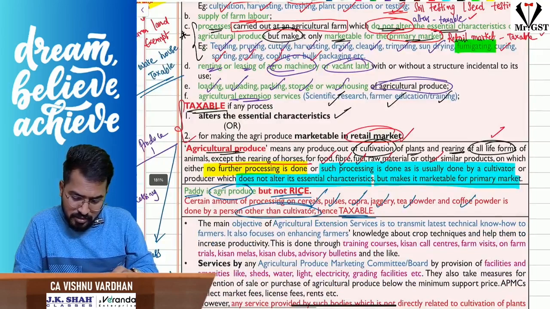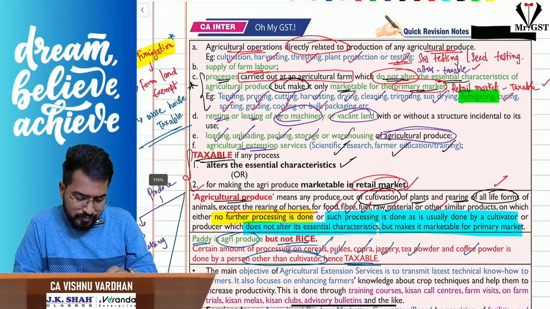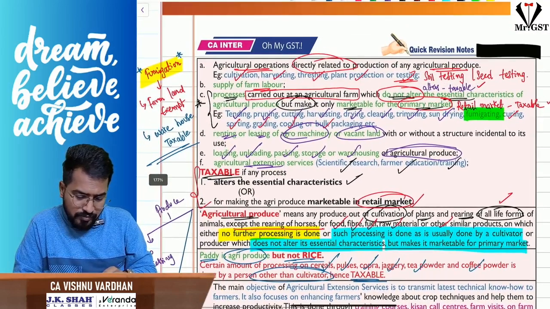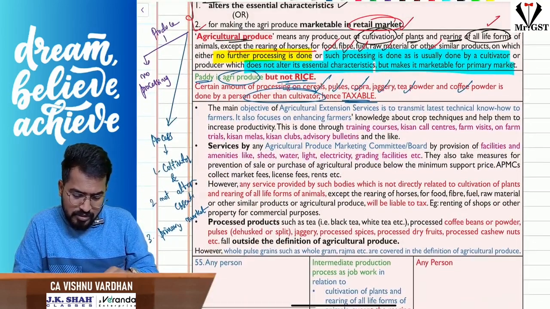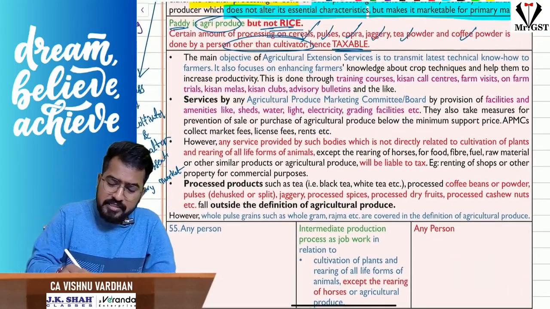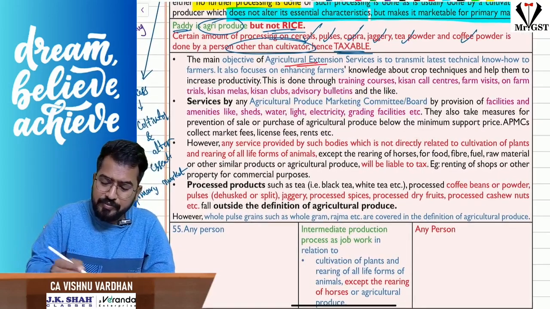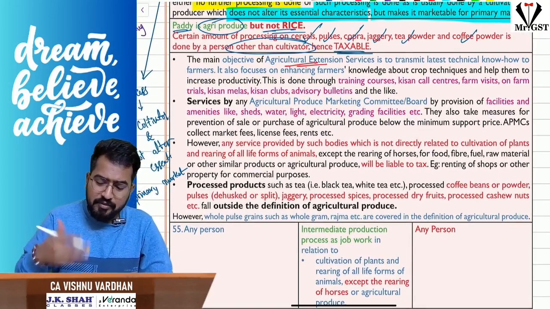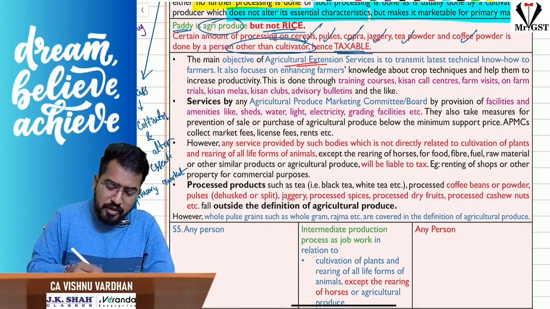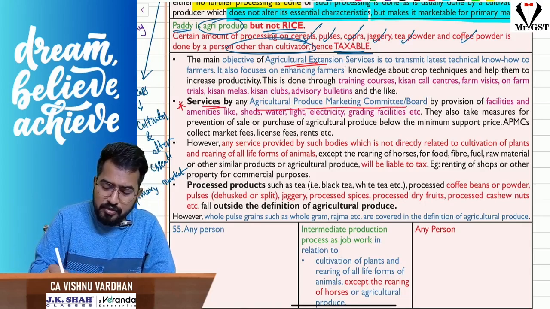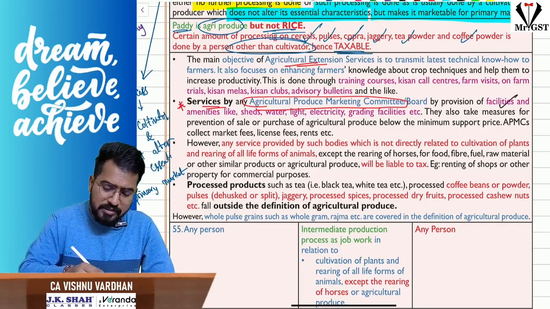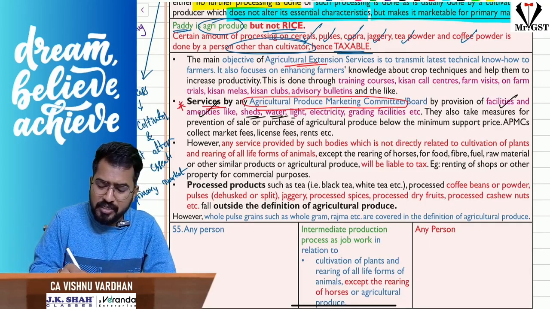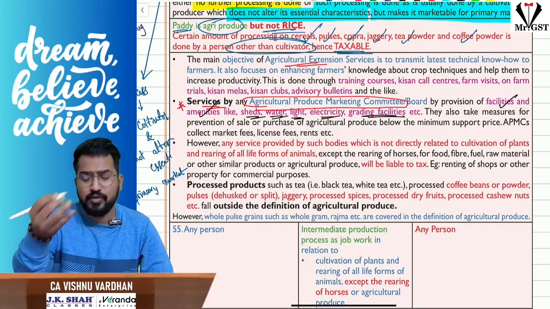And one more thing, here see, agricultural extension services, they have given the meaning. As we have already discussed, like farmer education, technical training, all that stuff. Not only that, please remember this also, sir, services provided by agricultural produce marketing committee or board. They will be providing various facilities or amenities like sheds, water, light, electricity, grading facilities, etc. to the farmers.